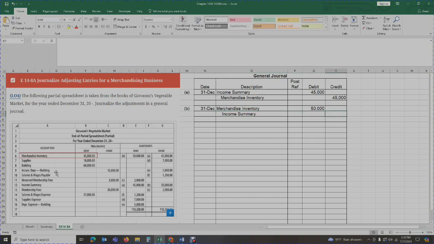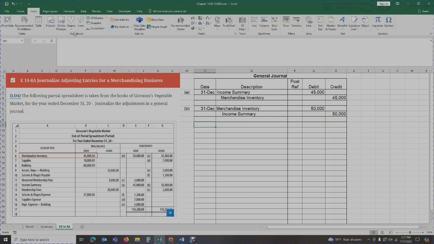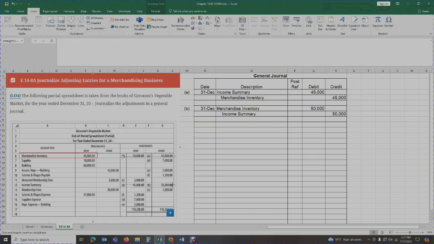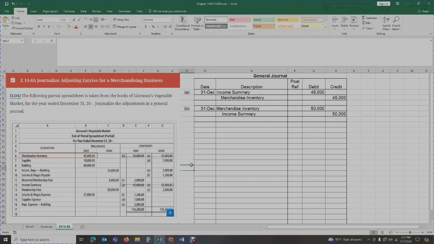If we look at income summary, we're going to have a debit of 45 and a credit of 50. So that takes care of letter A and letter B. Let me go ahead and mark them off, because I want to make sure that I know which ones I've been using up. This is just me doing my visual stuff, because if not, I do not remember what I did. So those have been marked off. Now I'm going to go to letter C.